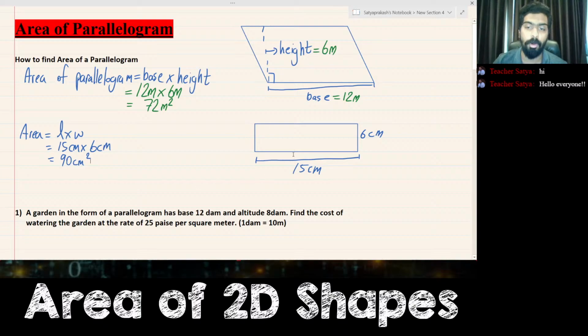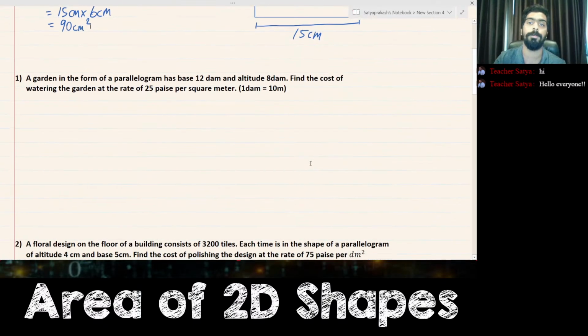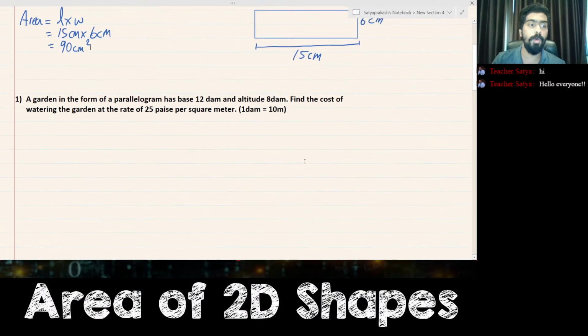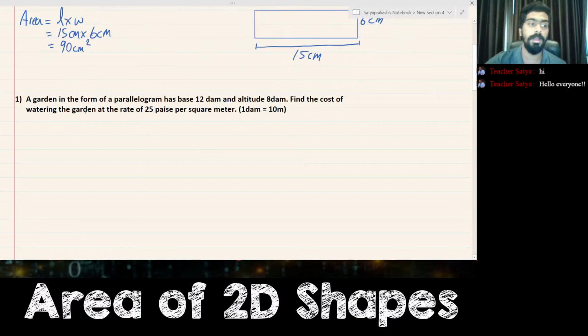Now let's go into some word problems. In question number 1, we have a garden in the form of a parallelogram that has base 12 dam and altitude 8 dam. Find the cost of watering the garden at the rate of 25 paise per square meter.